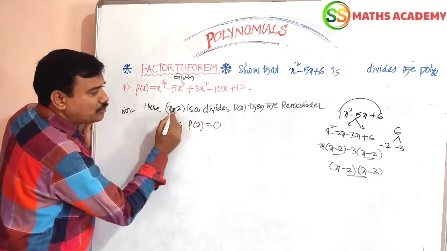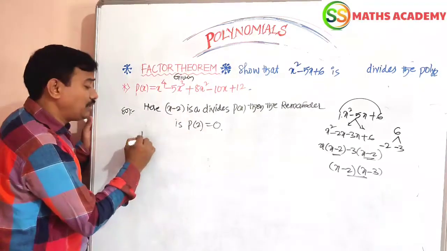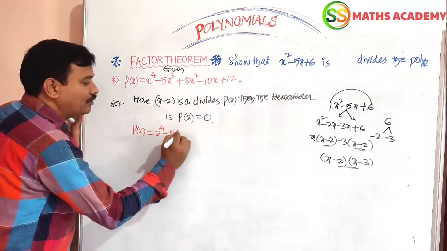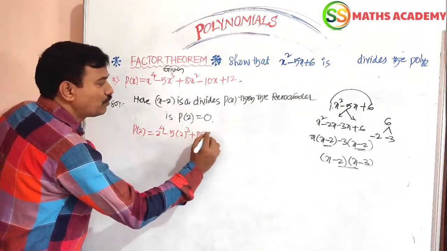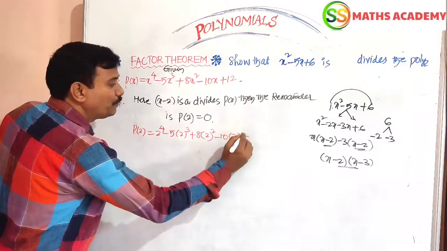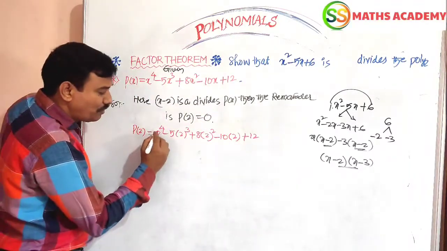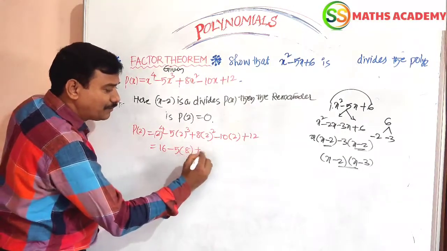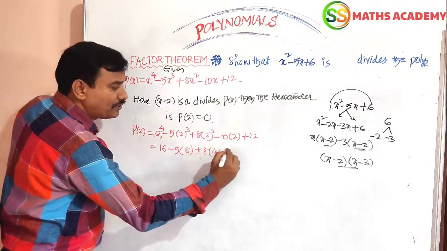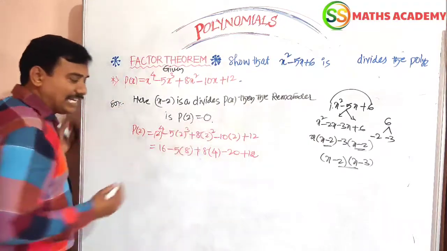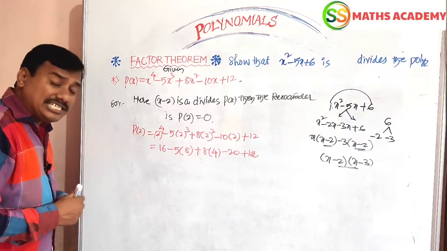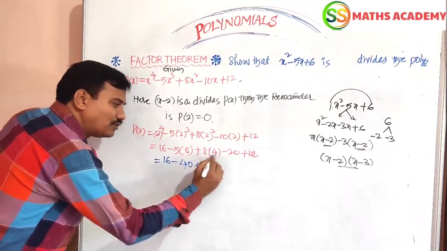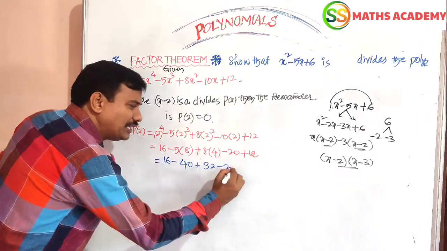Now, in the place of x minus 2 equals 0, that is x equals 2, we have to substitute in the place of x. 2 to the power 4, minus 5 into 2 to the power 3, plus 8 into 2 to the power 2, minus 10 into 2, plus 12. Friends, 2 power 4 you know very well, 16. 5 into 2 cube, 2 cube means 8. 2 square means 4. 10 into 2 is 20, plus 12. Clear. Now simplification. One more step: 5 into 8 is 40, 8 into 4 is 32. Here minus 20 plus 12.